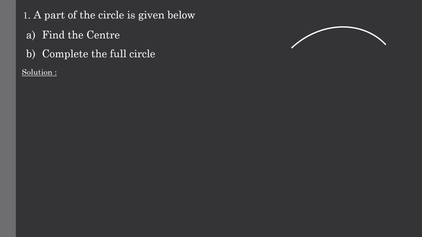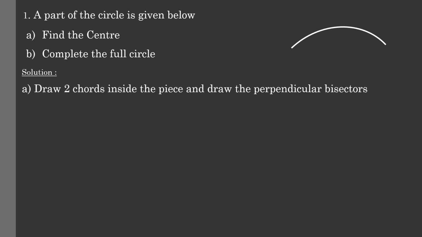So, how will you proceed? Yes, we can draw two chords inside the piece, that is the part of the circle, and then draw the perpendicular bisectors. Then the point of intersection of the perpendicular bisectors will be the center, which we have seen just now.